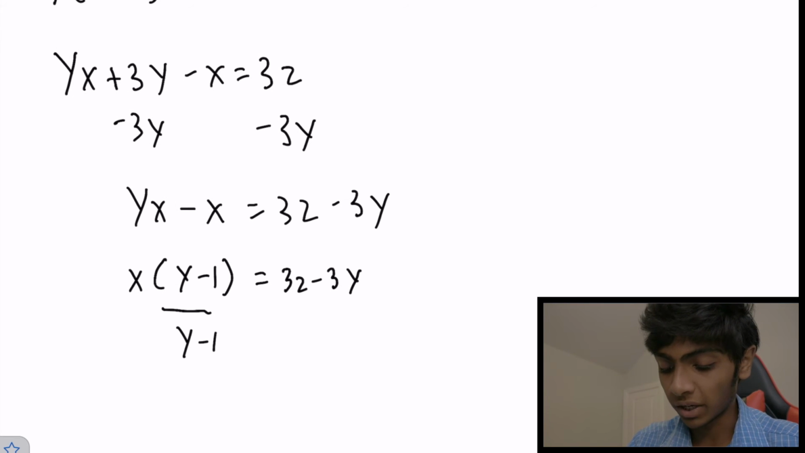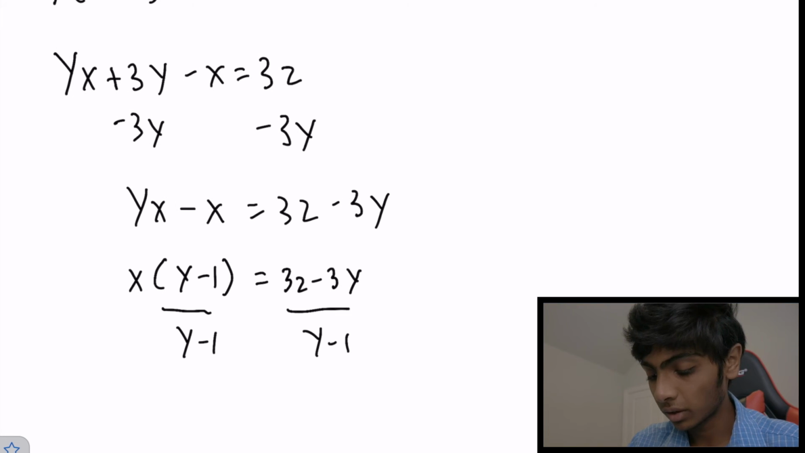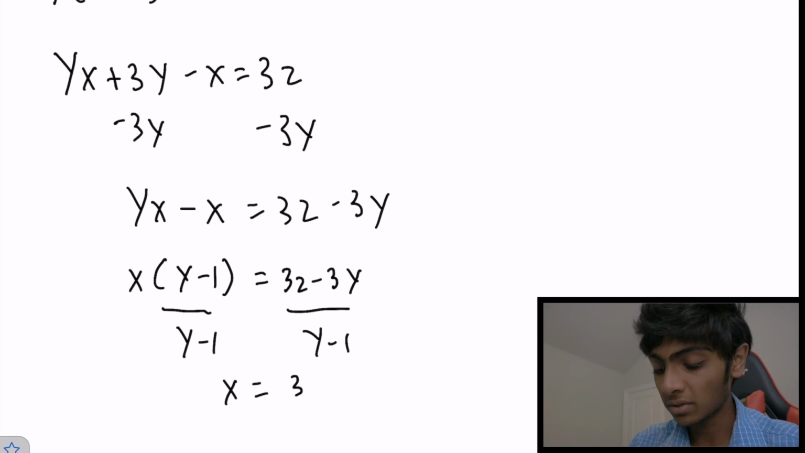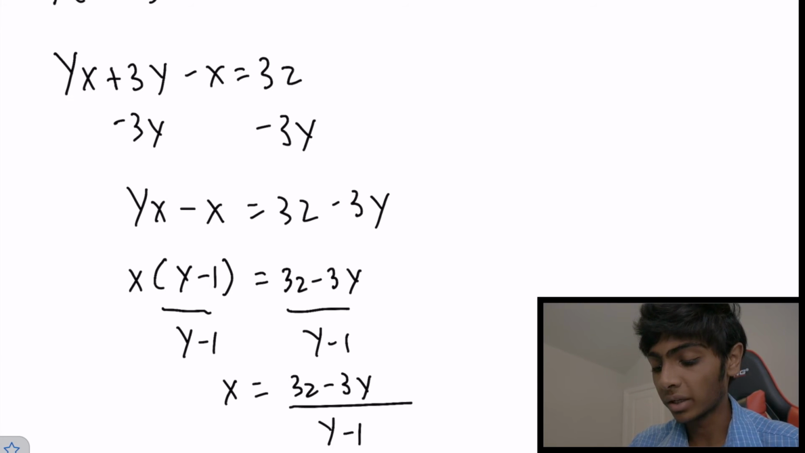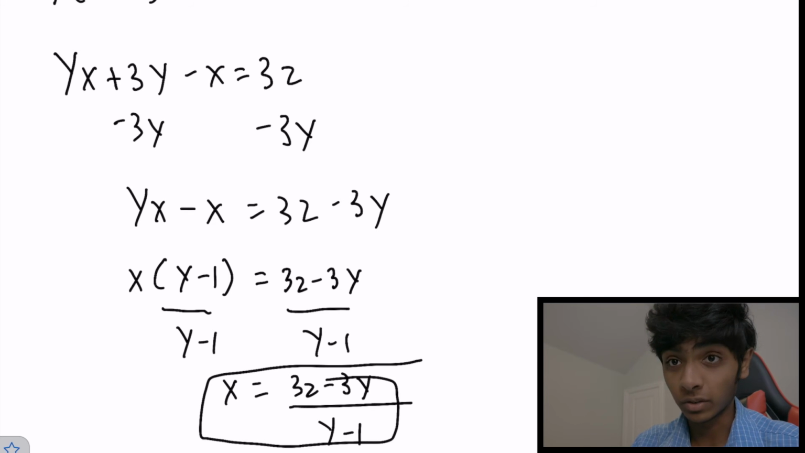Now we'll simply divide out y - 1 on both sides, and we're left with x = (3z - 3y) divided by (y - 1), and that is going to be our final answer.